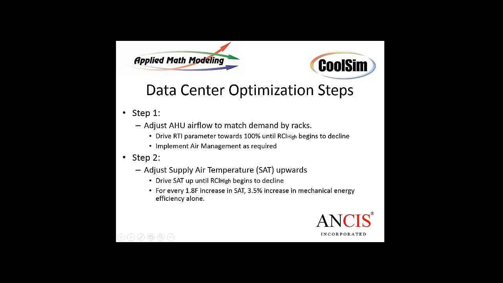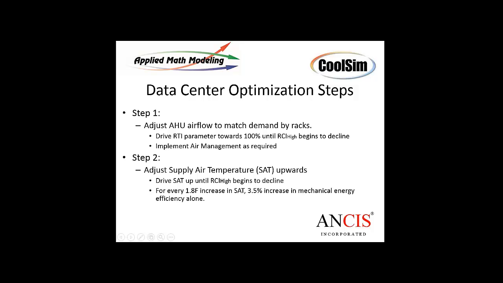Then we implement air management as required and then begin working on supply air temp and find the upper limit. What is the optimal design point for this data center? How low can I run the flow, the airflow coming into the room, before the racks get hot? And how high can I run the supply air temp before the racks get hot?